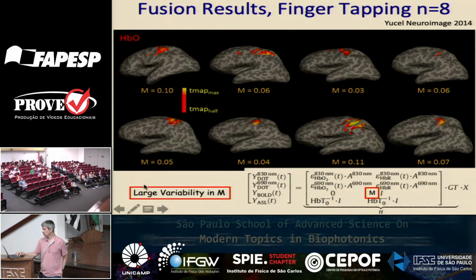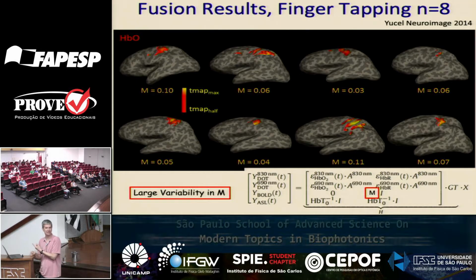So with this fusion imaging method, we could get these images of oxyhemoglobin and deoxyhemoglobin in the 8 subjects, and at the same time, we're calibrating this M coefficient. And you can see M is varying from 0.03 up to 0.11. So this was already quite interesting to us because you can go back in the literature and find papers saying, well, M has a value of 0.1 all over the brain for all subjects. I'm like, well, no, it doesn't.